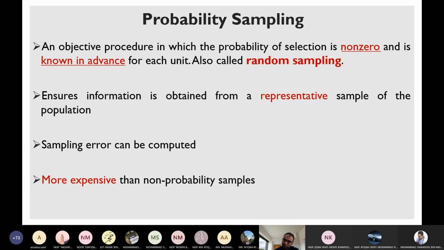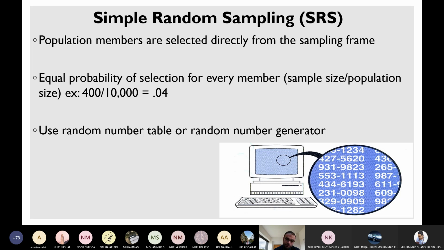And of course, in general, random sampling or probability sampling will be more expensive compared to the non-probability sampling that we will explain later. So let us understand by example. The first example of probability sampling is simple random sampling, the classical one, the mainstay of probability sampling.